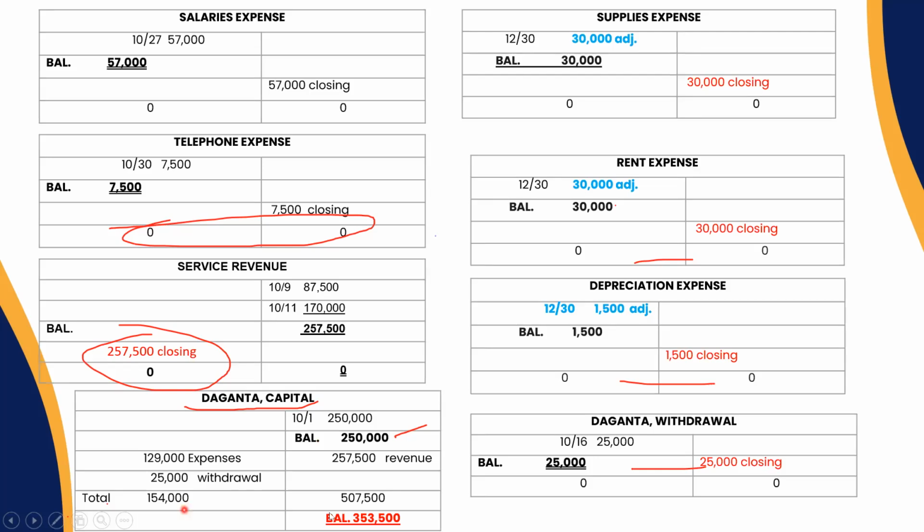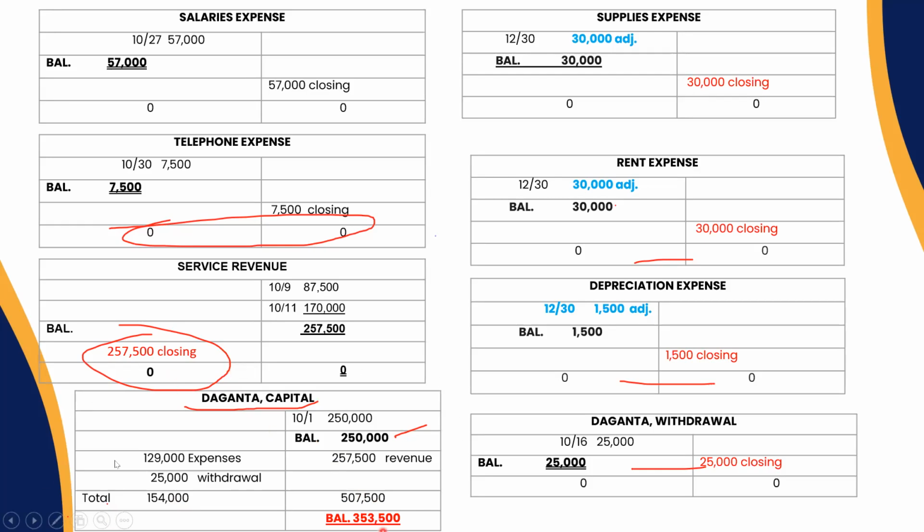So what is the total? Total on the debit is 154,000. Total on the credit is 507,500. So how much is your total Daganta Capital now? What is the new balance of your capital? 353,500. Please take note also that we discussed earlier the changes in equity or changes in capital. This is it.